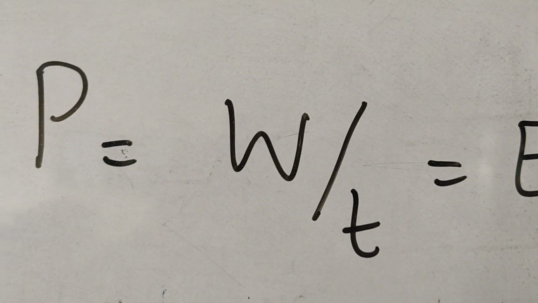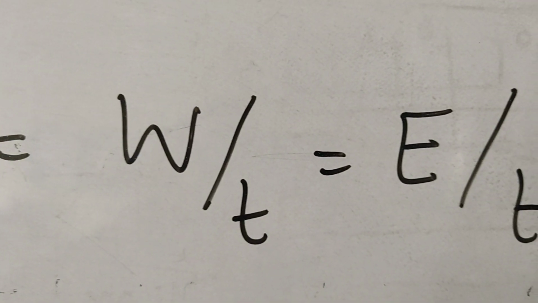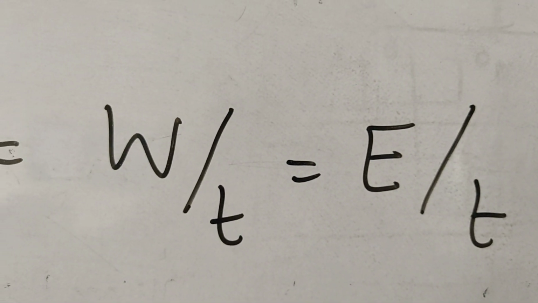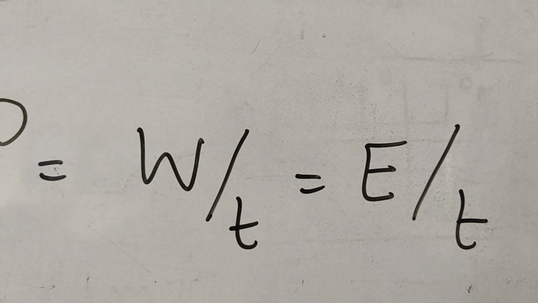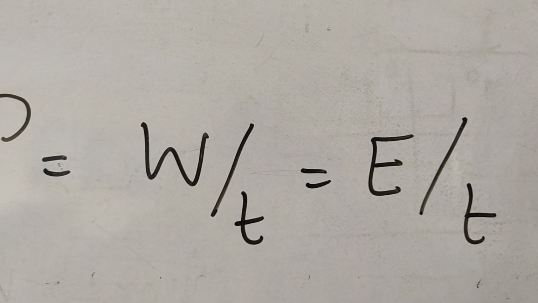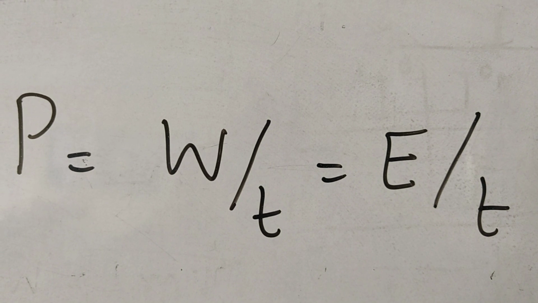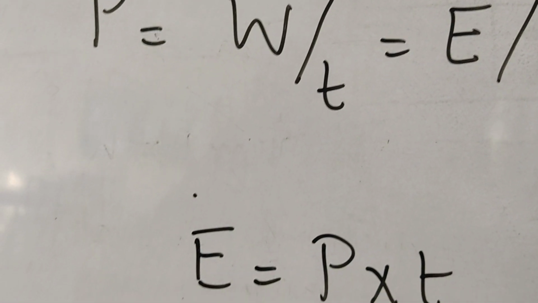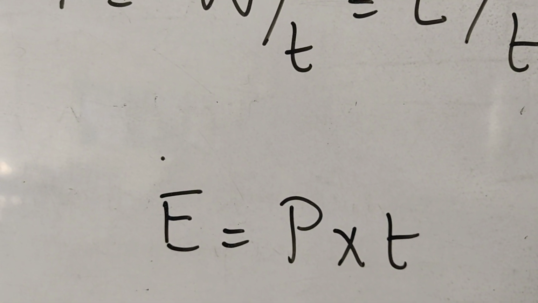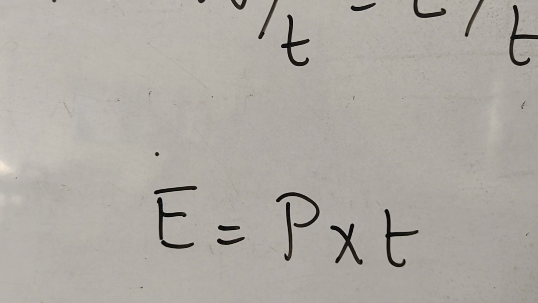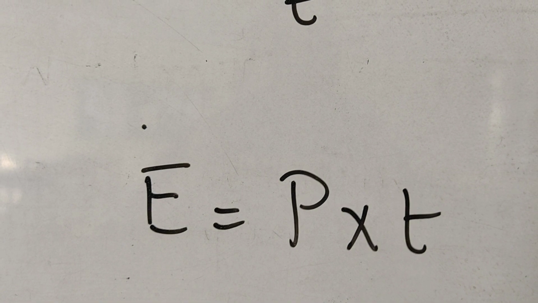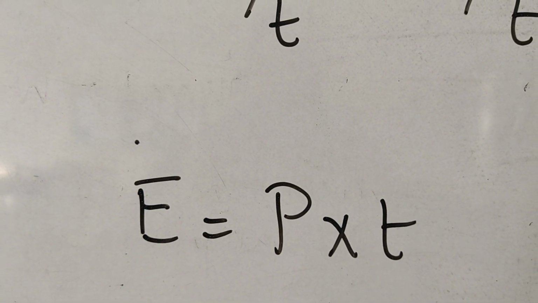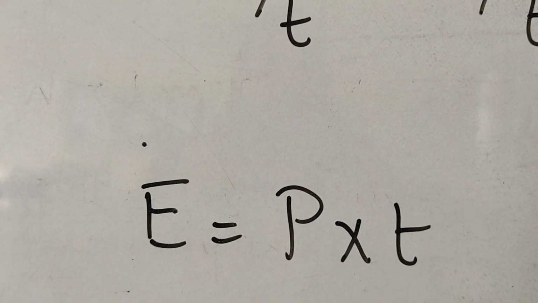Then for power, we have power is equal to work done upon time, or energy consumed per time taken. So we know the definition of power: work done in unit time, or rate of doing work, or rate of consumption of energy. Now from this, we can also write E is equal to P into T. For the numericals which will be based on electrical energy, this formula will be used. Electrical energy consumed is power of the appliance into time during which the appliance is used.